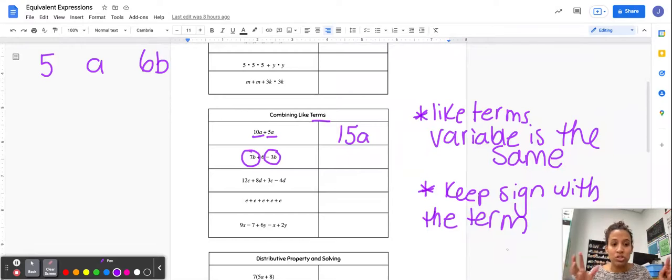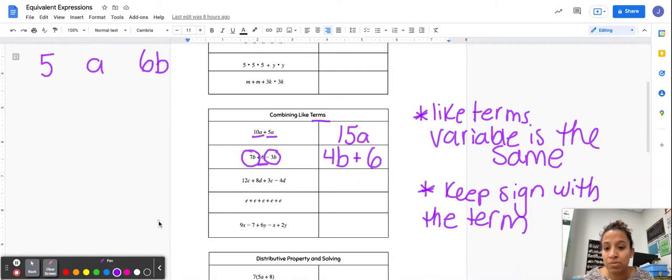I like to circle and square to group things. So I circled my 7b minus 3b. 7b minus 3b is 4b. I can't forget about that plus 6. 6 is not a like term because 6 doesn't have a b, doesn't have a variable. So I just leave it as 4b plus 6.